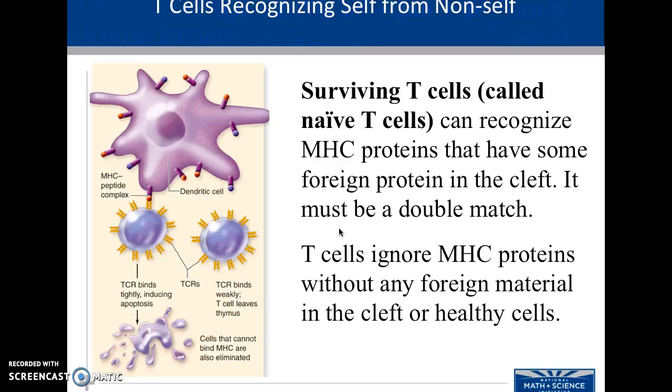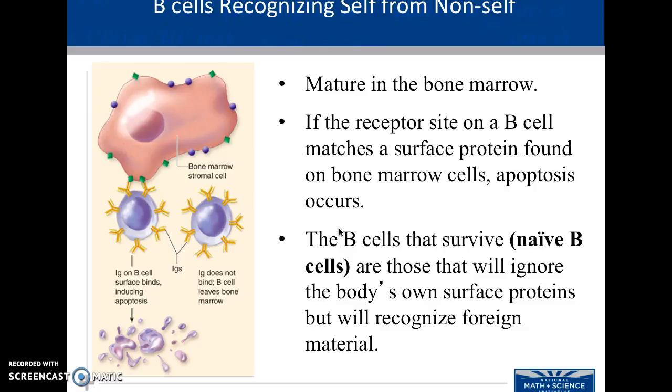So what that means is that the surviving T cells can recognize MHC proteins that have some foreign protein in their cleft. T cells ignore MHC proteins without any foreign material in the cleft, or healthy cells. How do B cells recognize this?